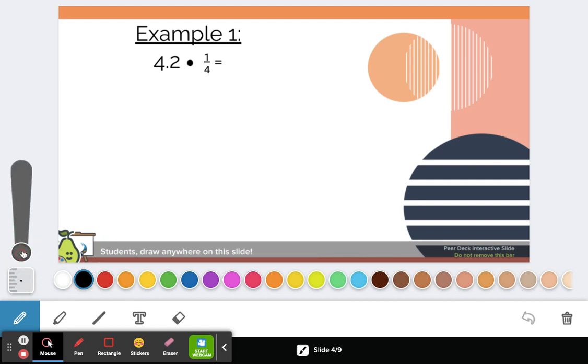So today we're going to be talking about multiplying and dividing positive rational numbers. So here we have a decimal being multiplied by a fraction. So the first thing we've got to do is work with this fraction. I need to change that to a decimal first in order to multiply it.